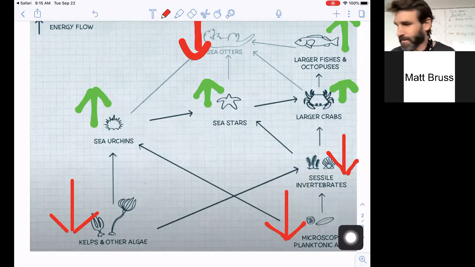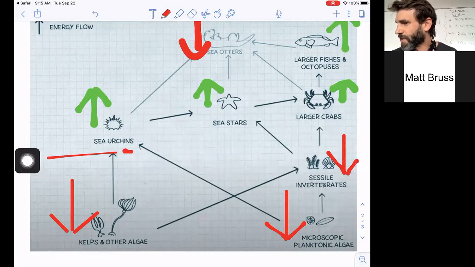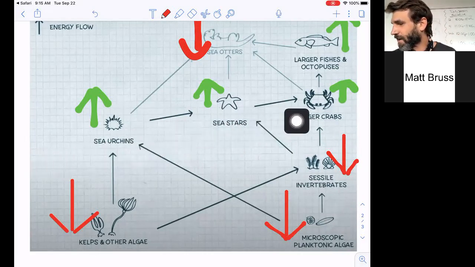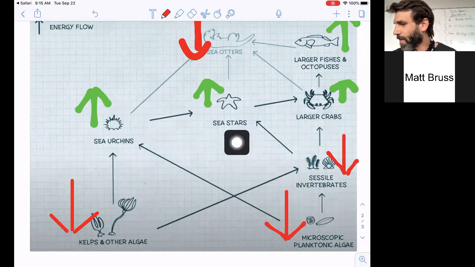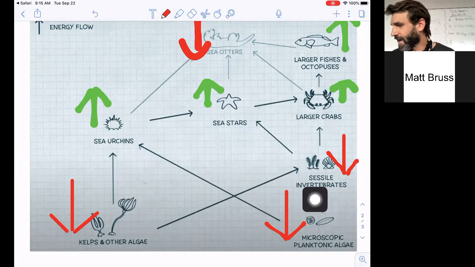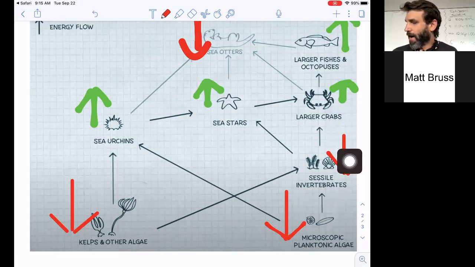producer type organisms. And actually, invertebrates aren't producers, they're primary consumers. But these mid-level consumers here are going to start eating these. You can see that sea urchins go up, they're going to eat more kelp. Sea urchins go up, they're going to eat more microscopic plankton algae. Sea stars go up, they're going to eat more of these sessile invertebrates. And if large crabs are going up, they're going to eat more of these sessile invertebrates. So we think kelp, plankton, and invertebrates are all going to be going down.